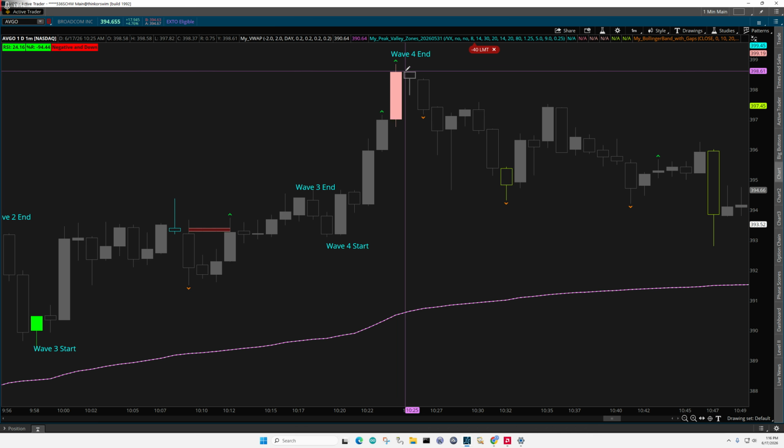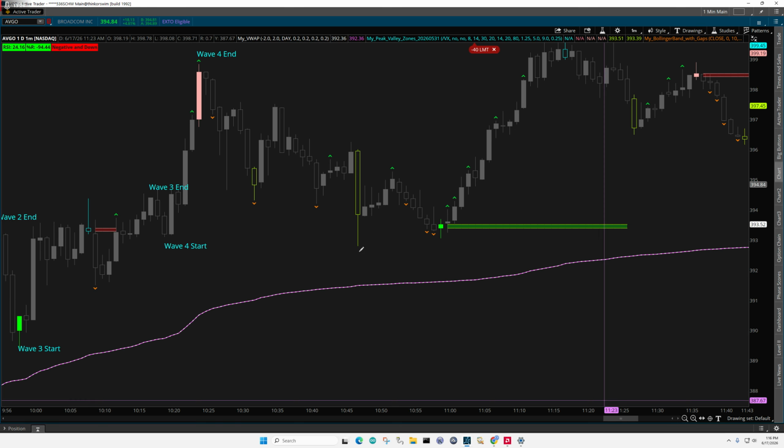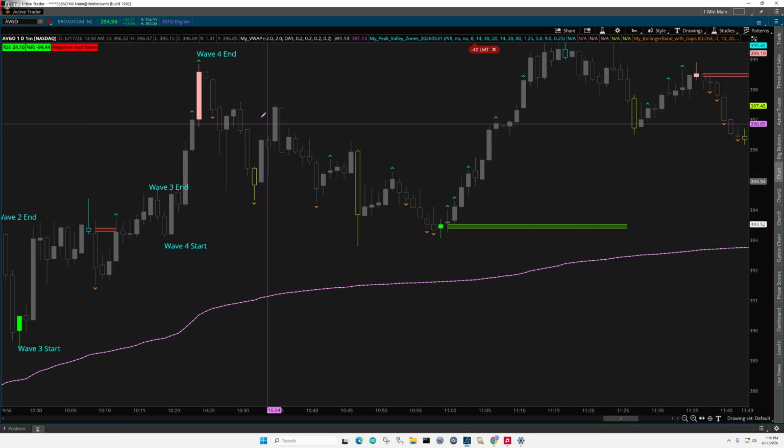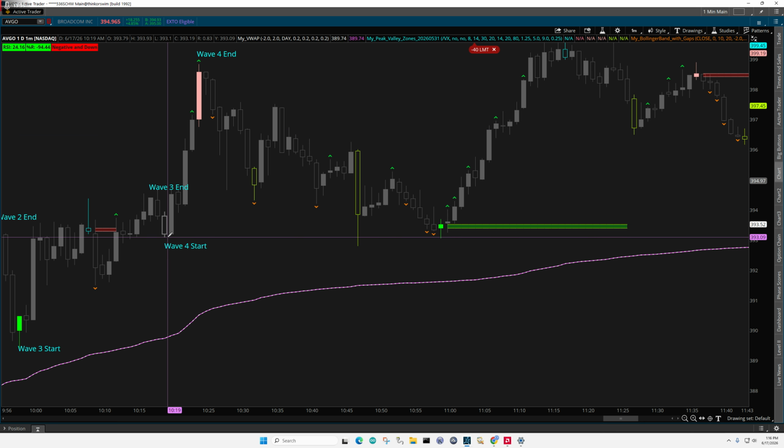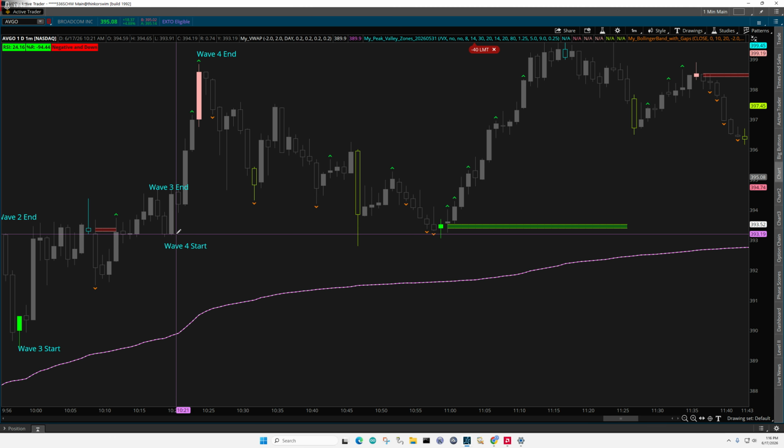Now we're looking for a pullback. Down, down, down, down, down. We prefer that the pullback not go below the wave 4. However, in this case, you can see that as wave 4 transitions into the wave 5, it does pull back, it does dip below, but it never closes below that wave 4 low candle body. It comes close to closing and opening below here, but it is still above, which is what we want to see.